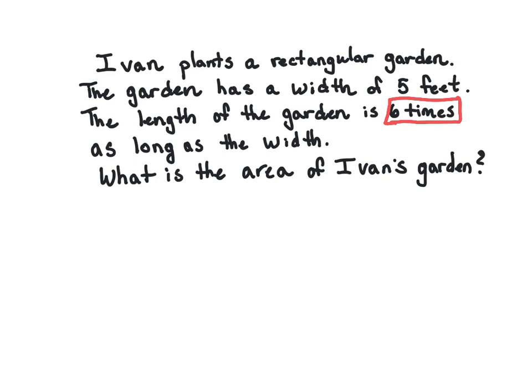Now, when I was your age, I would have just jumped right in and said, the area is 6 times 5. That is not correct. We need to first find the length of the garden, which is 6 times as long as the width. So we would need to take our 5, because that's our width, and multiply it with the 6, because it's 6 times as long as the width. And we would get 30. Actually, we have to say 30 feet, because we need our unit of measure, because right there our unit of measure is 5 feet.